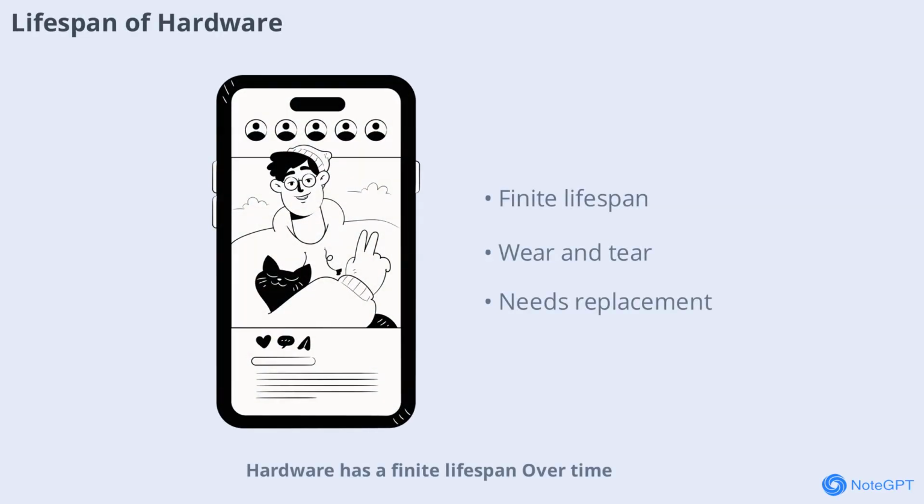Hardware has a finite lifespan. Over time, components wear out or become obsolete as technology advances. For example, hard drives may fail after years of use, and older processors may not support the latest software. Regular upgrades and maintenance can help extend the useful life of your hardware, but eventually replacement is necessary.